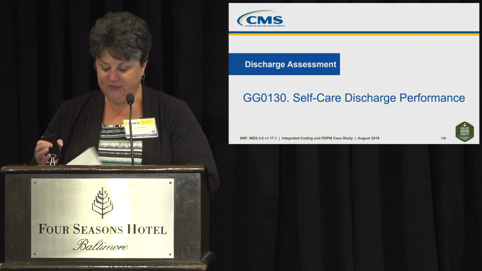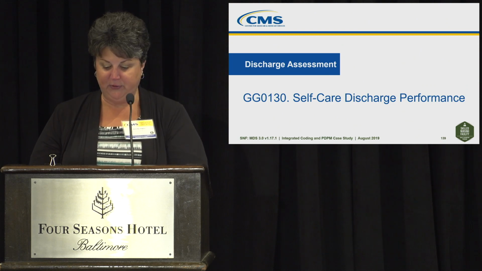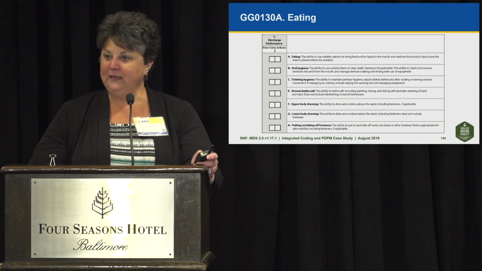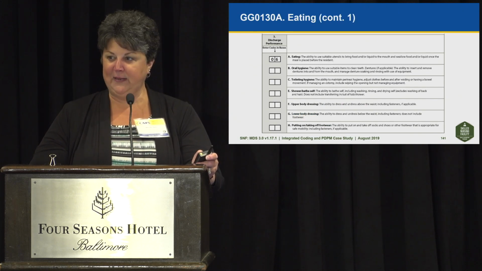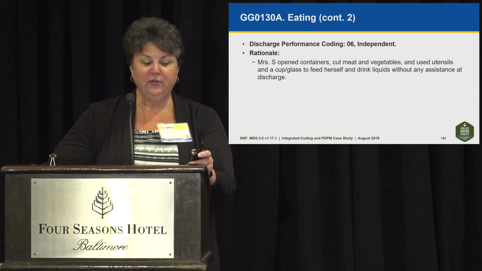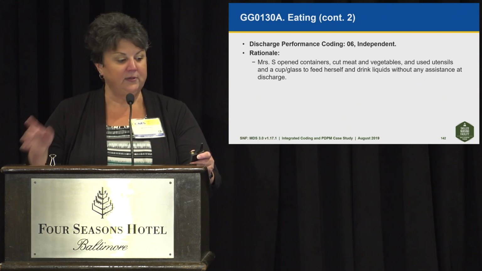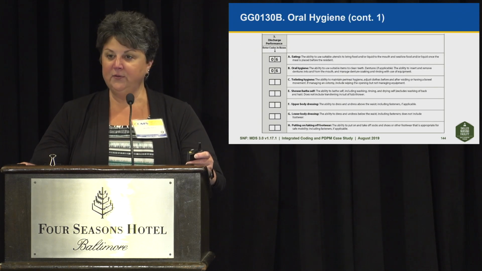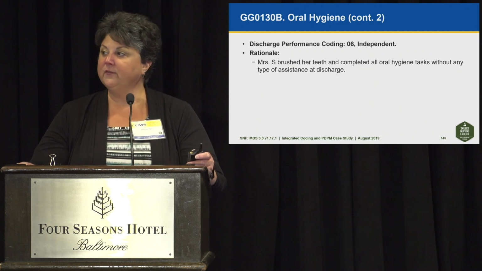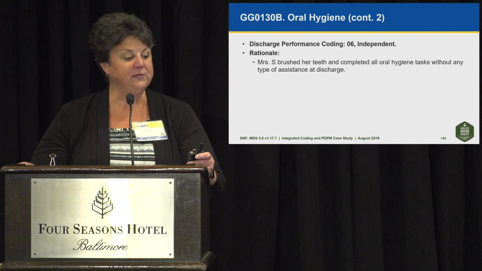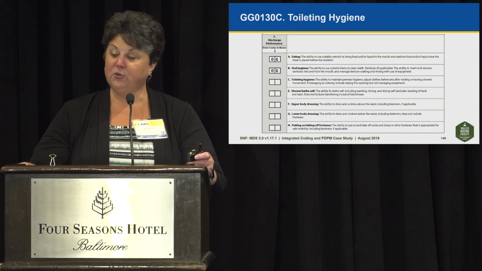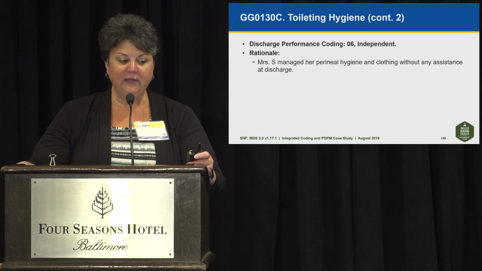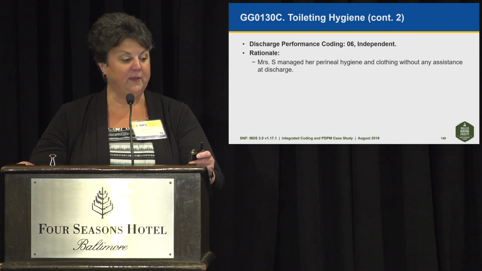So, self-care discharge performance. I assure you this part's going to go pretty quick. So, then we'll get John up here. So we have eating. Everybody agree, independent? Yep. So she could do all her own setup. She used her utensils, and she could use a glass or a cup to feed herself and to drink her liquids. Oral hygiene, we have 6 as well. Again, she could do all of her hygiene tasks, brushing her teeth without any help. And toileting hygiene, 6, yep. Again, she was independent with her perineal hygiene and her clothing adjustment, didn't need any help with that.